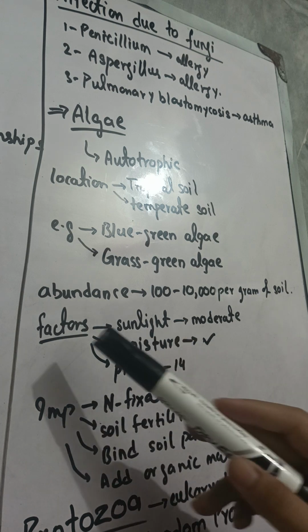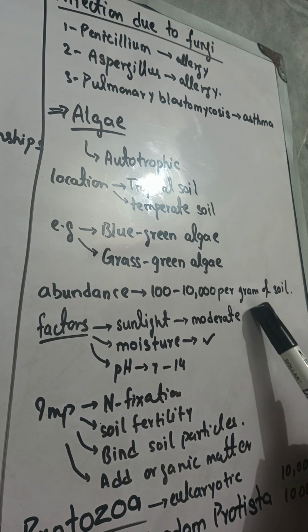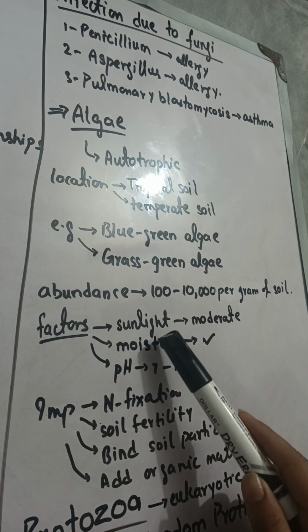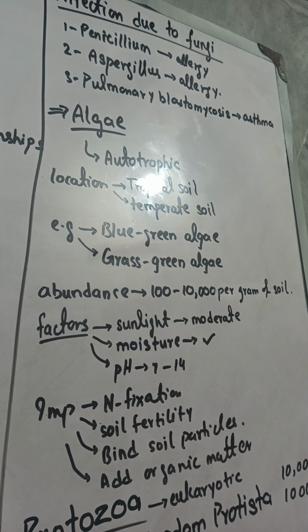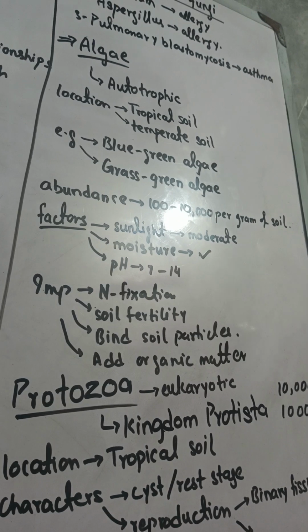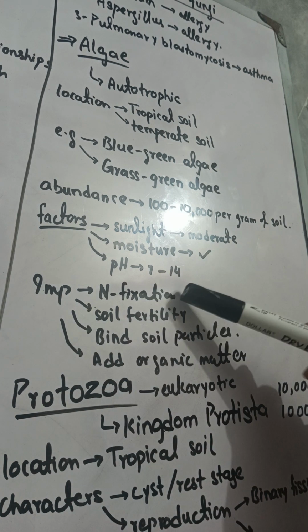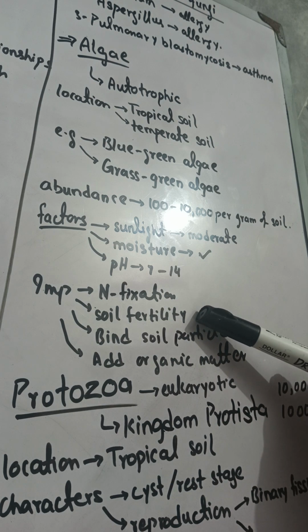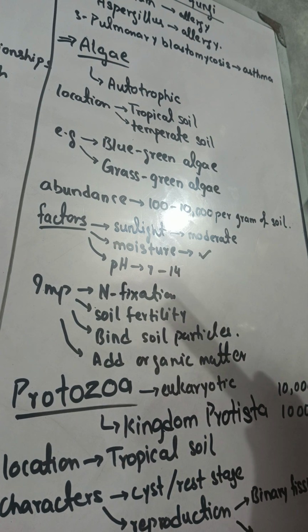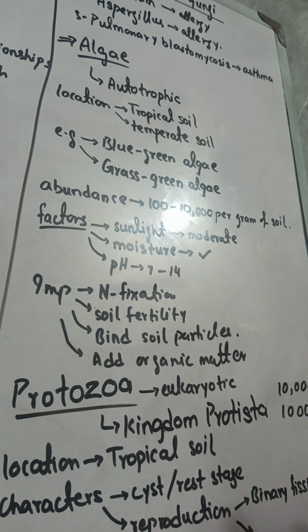Let's discuss their abundance. 100 to 10 thousand algae are present in 1 gram of soil. What are the factors affecting it? The sunlight required should be moderate, not very high, and moisture should be well available because they love moisture, and the pH should be from 7 to 14, meaning neutral to alkaline. Now let's discuss their importance. They help in nitrogen fixation, increase soil fertility, maintain the health of the soil, bind with soil particles and keep them adhesive, and add more and more organic matter into the soil.